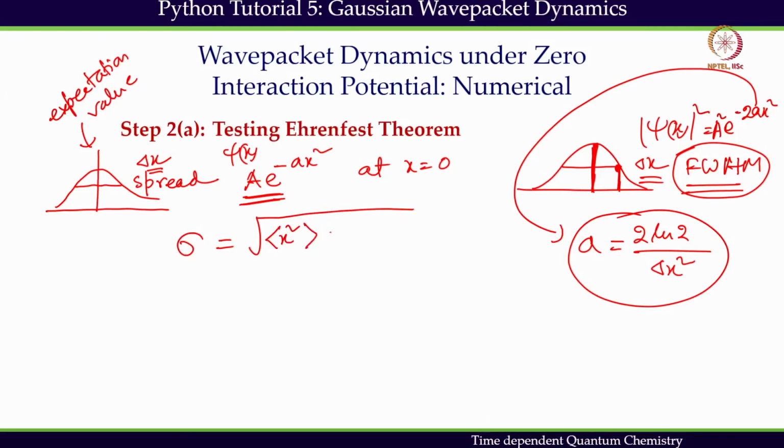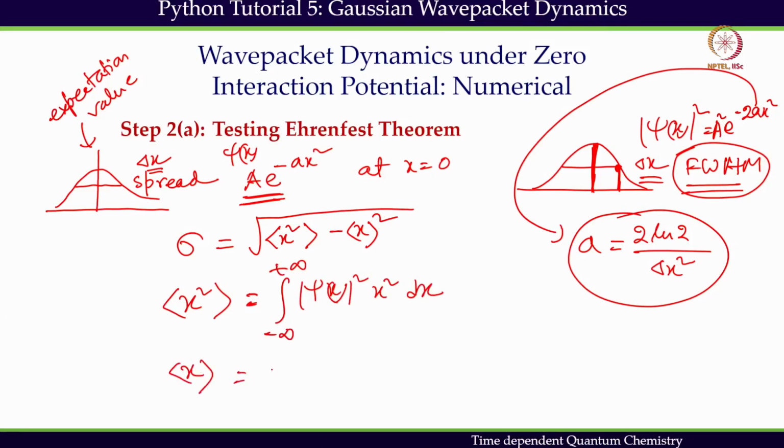⟨x²⟩ minus ⟨x⟩², like this. It is the variance. And if we look at that variance, what is this ⟨x²⟩? This is the expectation value of x square, which is nothing but the integral from minus infinity to plus infinity of psi x square dx. That's the expression. And the expectation value of x is given by the integral from minus infinity to plus infinity of psi x dx. That's the way expectation value of x is given.